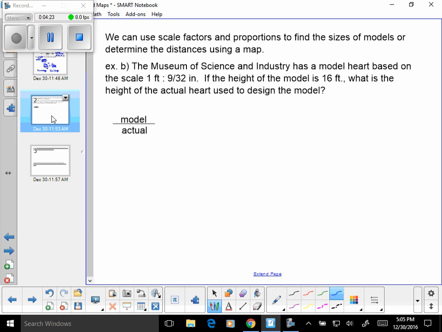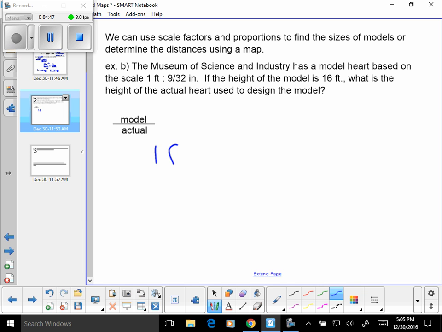It's really a neat place. And I hope you can find this model if you ever get there. The first thing, of course, is we need to remind ourselves that it's model over actual. And I tell myself that all the time, even now, after all these years of working with this. I keep telling myself, model over actual, model over actual.